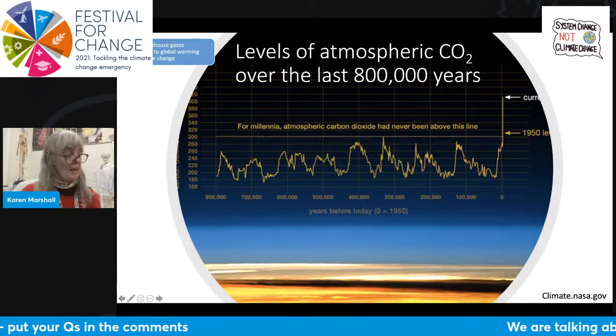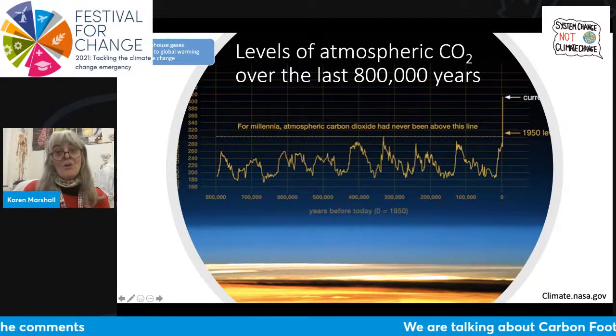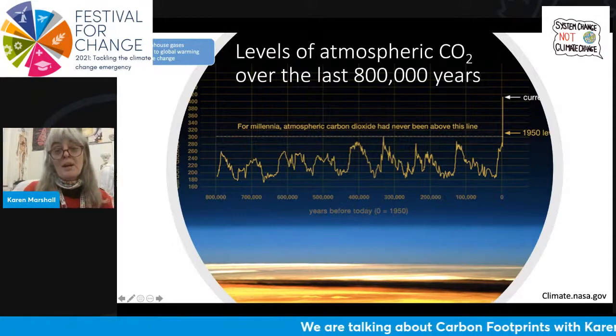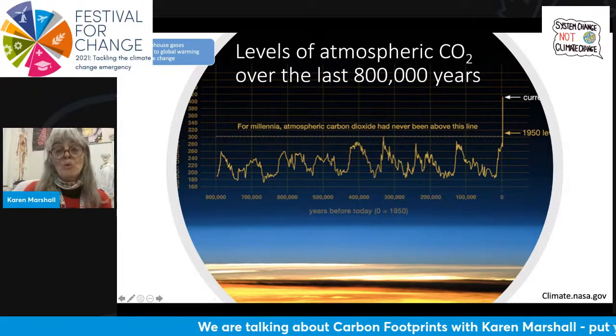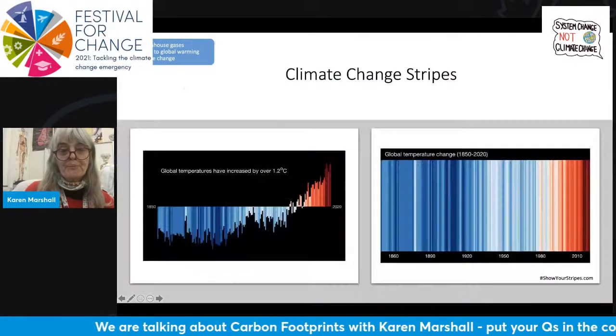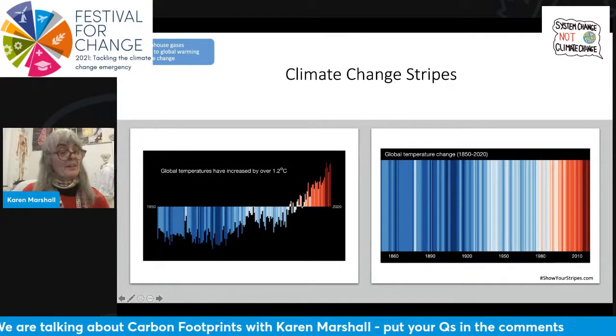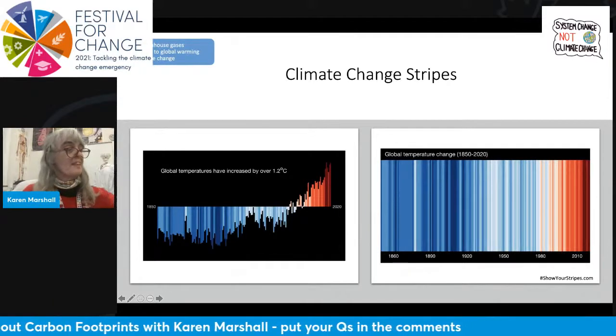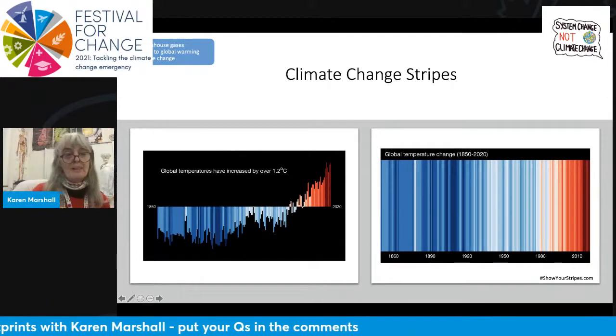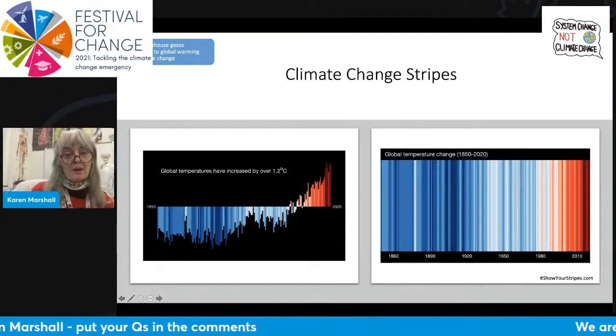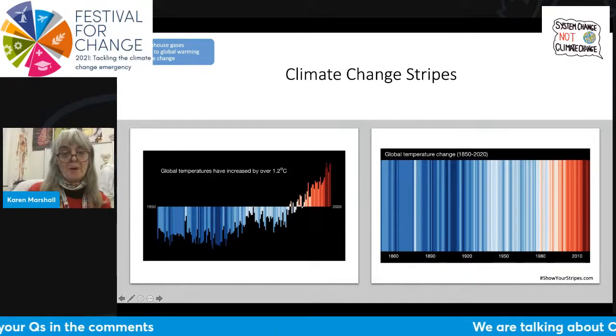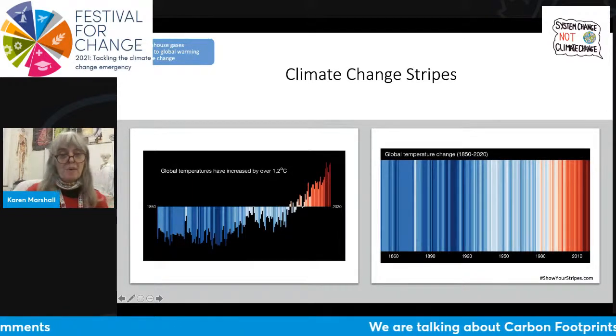And this out of control runaway greenhouse effect is what we call global warming. Now, there is no doubt, and we have plenty of science data to show that indeed our planet is warming, and we are about 1.2 degrees Celsius above the average temperatures in the past.